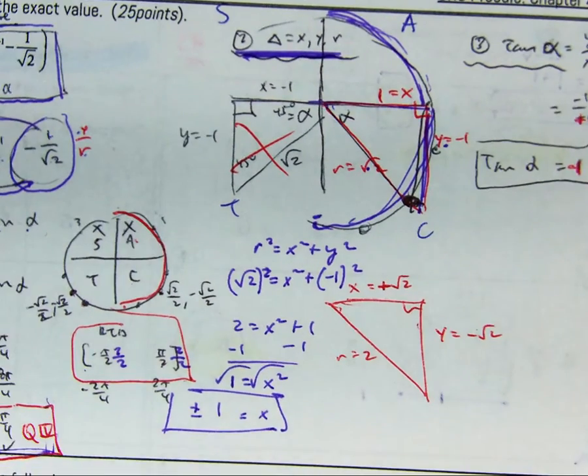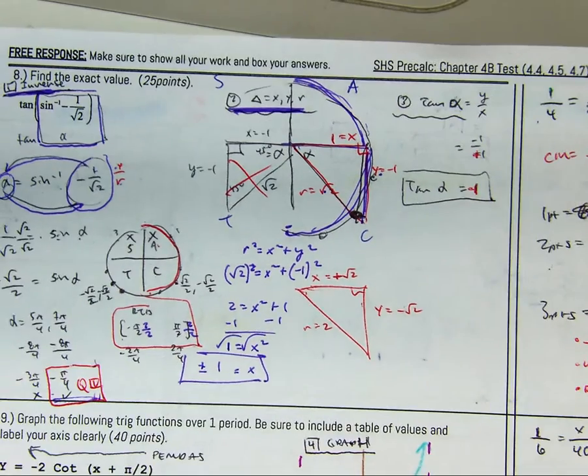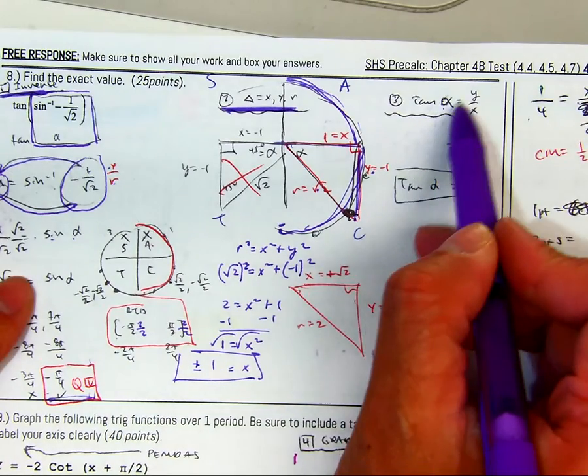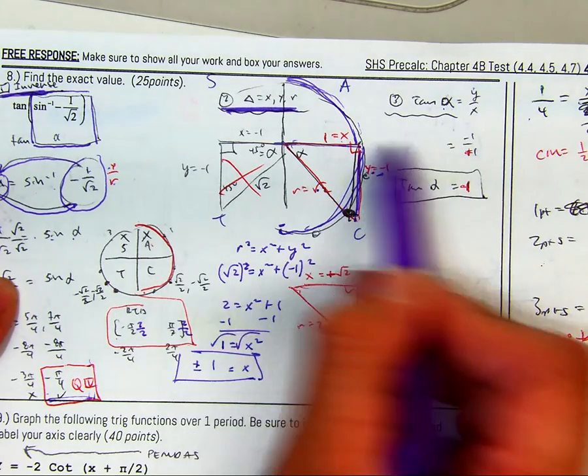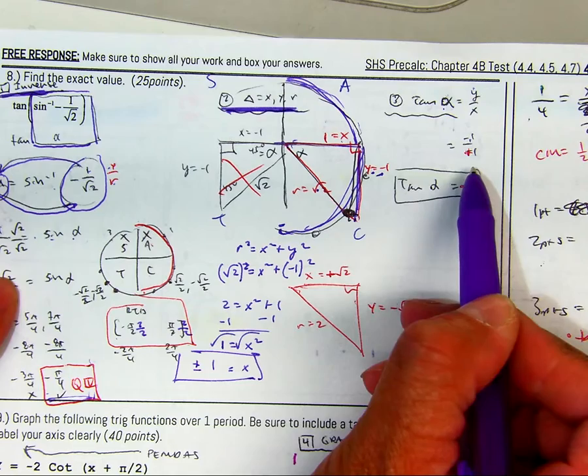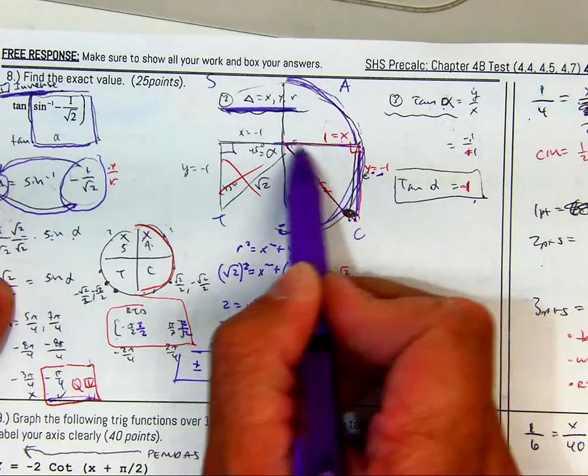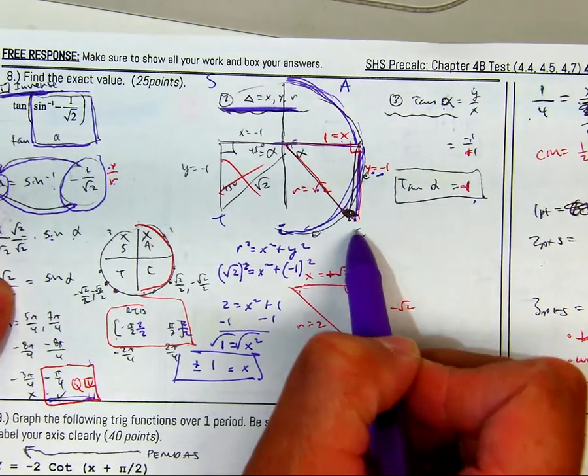And the last piece you need to know is that tangent of alpha is y over x. So your y value is negative 1. Your x value is a positive 1. So you have a negative 1 divided by a positive 1. Your answer is negative 1. Remember, tangent is also negative in quadrant 4.